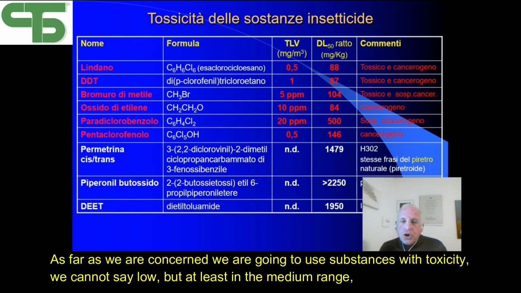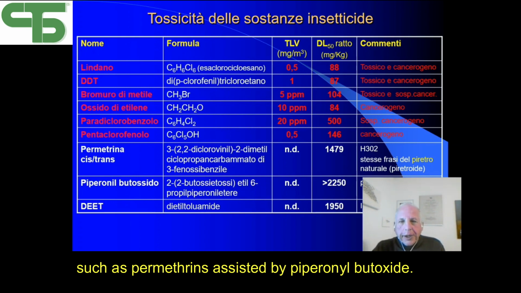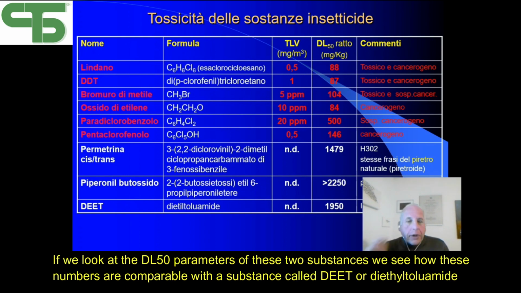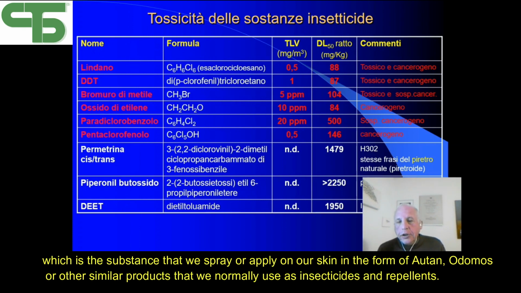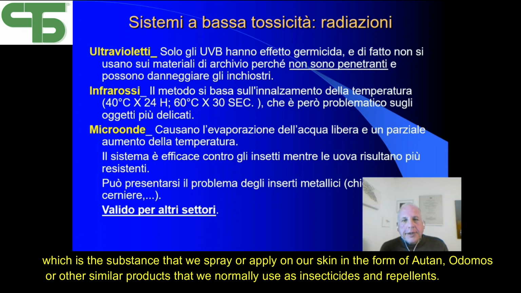As far as we are concerned, we are going to use substances with toxicity we cannot say low, but at least in the medium range, such as permethrin assisted by piperonyl butoxide. If we look at the DL50 parameters of these two substances, we see how these numbers are comparable with a substance called DEET, or diethyltoluamide, which is the substance we spray or apply on our skin in the form of Autan, Odomos, or other similar products that we normally use as insecticides and repellents.